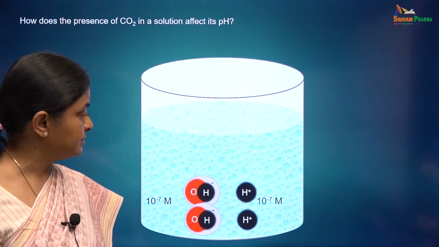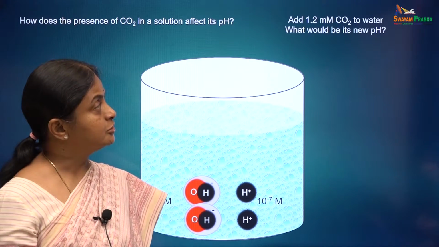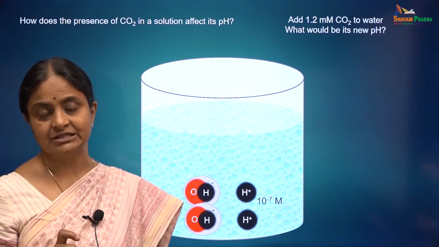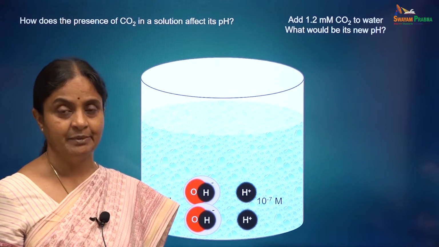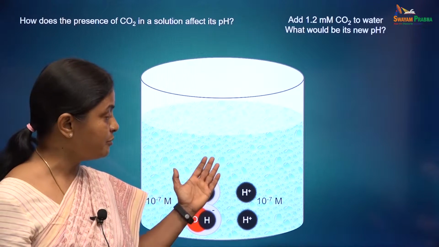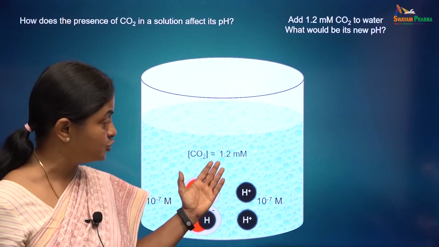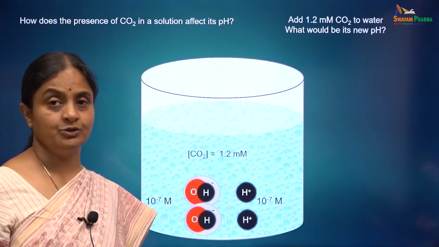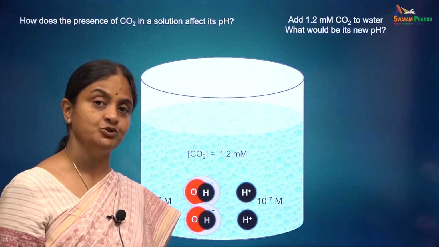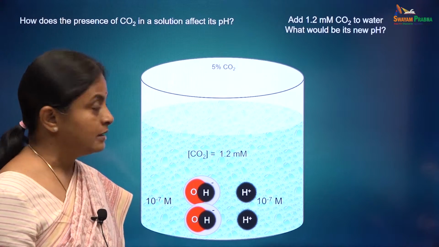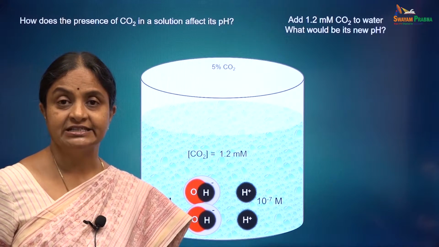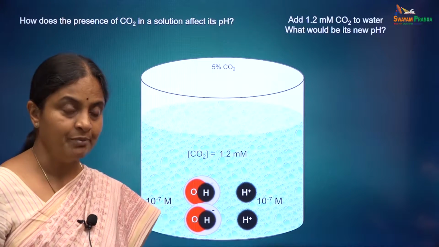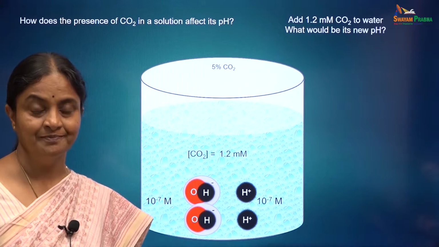Let us take 1.2 millimolar carbon dioxide. Why did we want that number? Because that is the concentration of carbon dioxide in arterial blood. If we add 1.2 millimoles per liter carbon dioxide to water, what would be the pH? How will we add 1.2 millimoles per liter carbon dioxide to water? The easiest would be to let water stand in an environment of 5% carbon dioxide, or you can bubble 5% carbon dioxide through water.